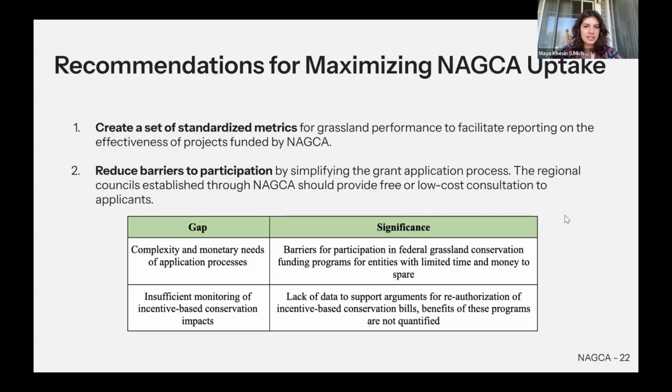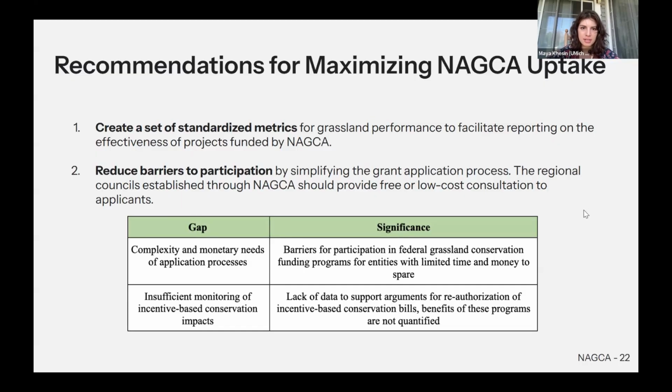And the second recommendation is to reduce barriers to participation by simplifying the grant application process. A lot of existing bills have come with a lot of burdens for, I mean, anyone who's applying to these grants is already doing a lot of work. So farmers, ranchers, Native nations all have very full schedules, so they don't have a lot of time to be applying to these grants, and that has posed a barrier to a lot of potential participants who then are not able to spend that time applying to grants or actually to afford application fees.